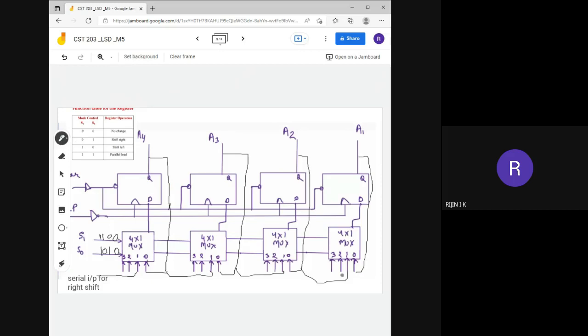That means initially you can provide this here. This is serial. Initially input നമുക്ക് externally കൊടുക്കാം. Okay, this is for serial input. Serial input for shift left. Okay, so this will be the serial input for shift left.